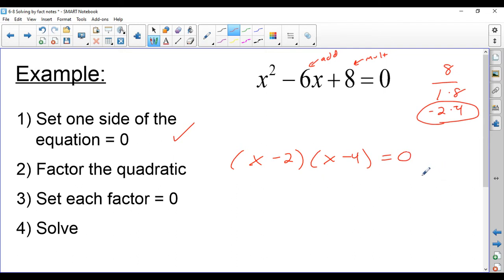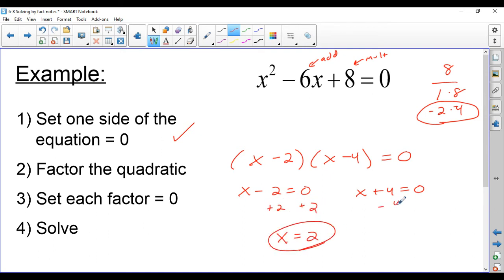Now it looks like the problems that were in the homework on Thursday. You set each factor equal to 0, and then solve. Add the 2 over, x equals positive 2. Subtract the 4 to cancel out the plus 4, x equals negative 4. So we're combining things that we already know how to do.